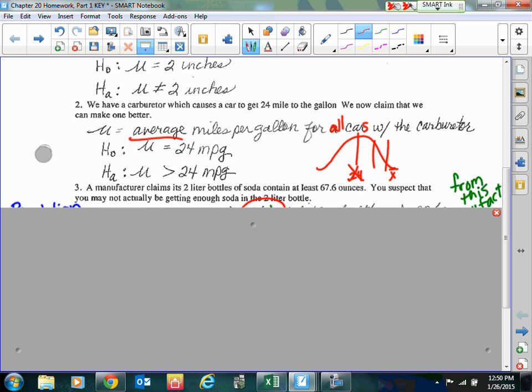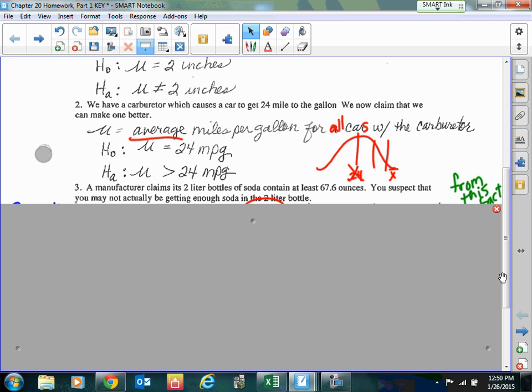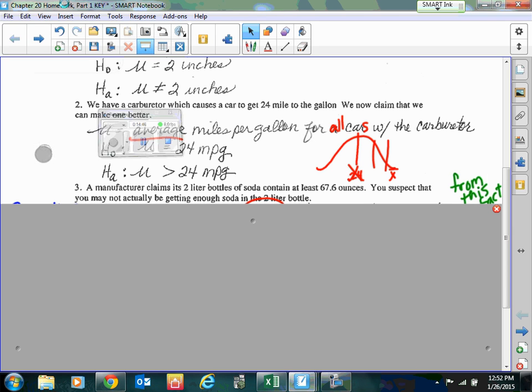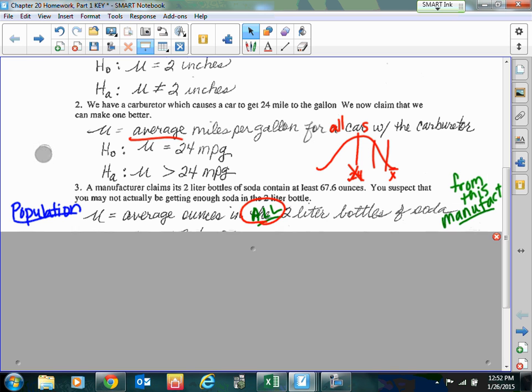Okay, so I want you to take a minute and do number 3 and 4. Go ahead and do 3 and 4 right now. Try it. Okay, I want to go over this real quick. You may not be completely finished, but what did you get for the first one?